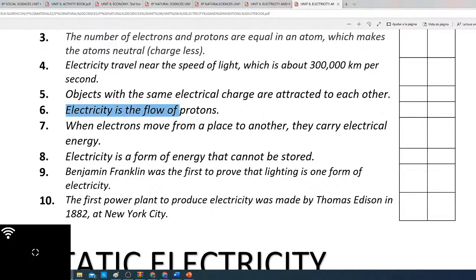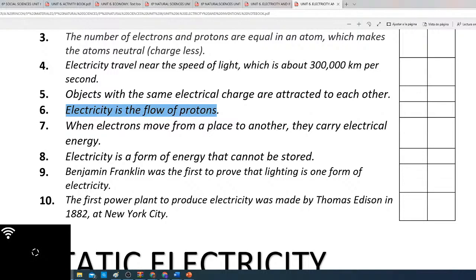Electricity. This is interesting. Electricity is the flow of protons. What do you think? Electricity is the flow of protons, the flow of neutrons, or the flow of electrons? What do you think? Is electricity the flow of protons or the flow of electrons? What do you think?